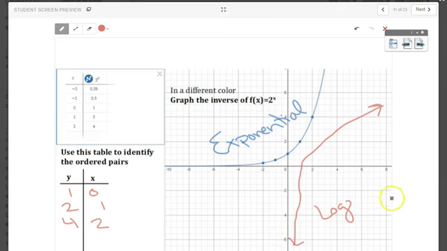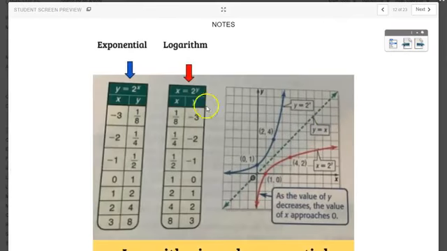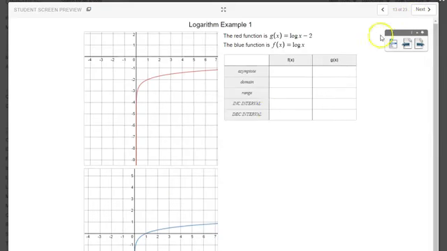In slide 12 of the Desmos, we have a much nicer version of the notes of what we just talked about of these graphs, that exponential and log functions are inverses of one another. Here we're going to look at transformations of logarithmic functions, and we are going to identify their key characteristics.